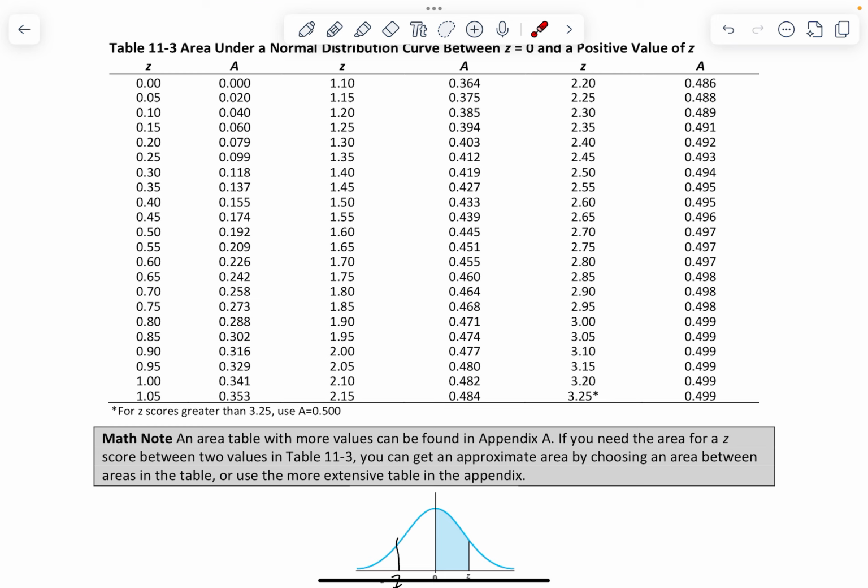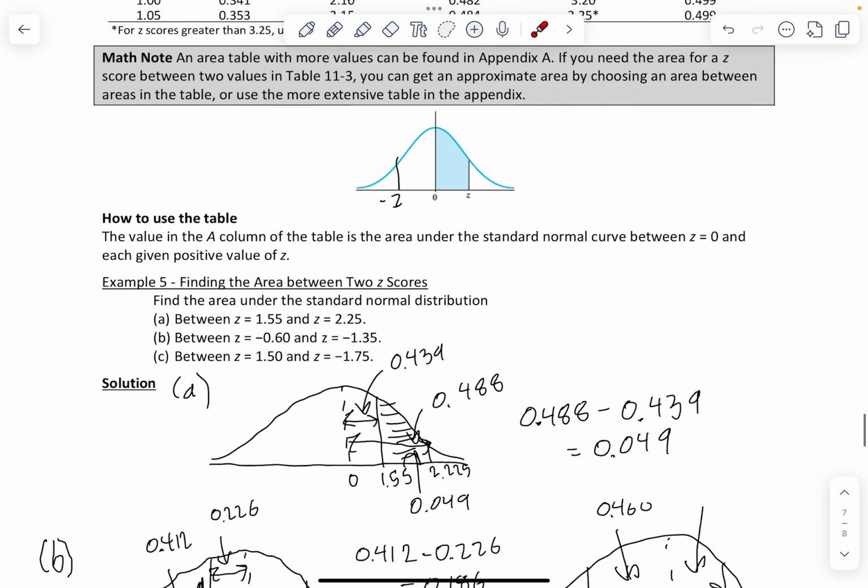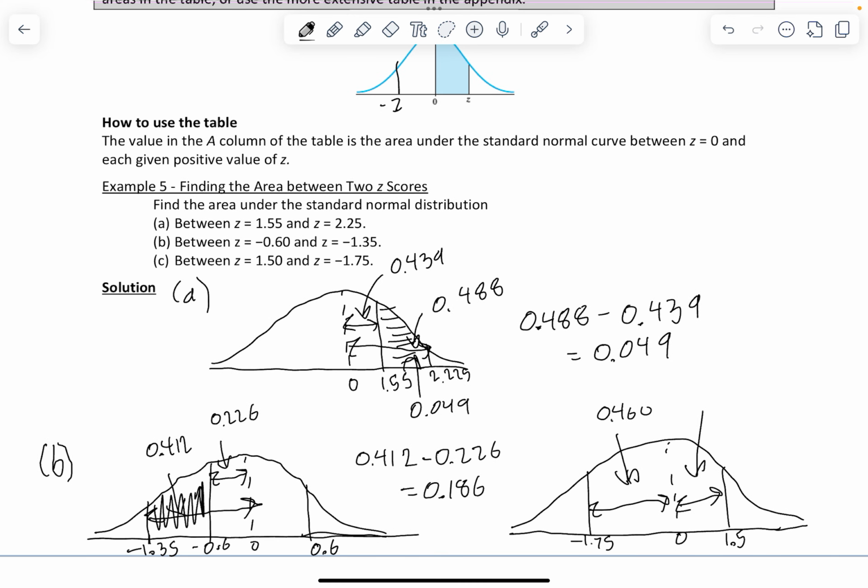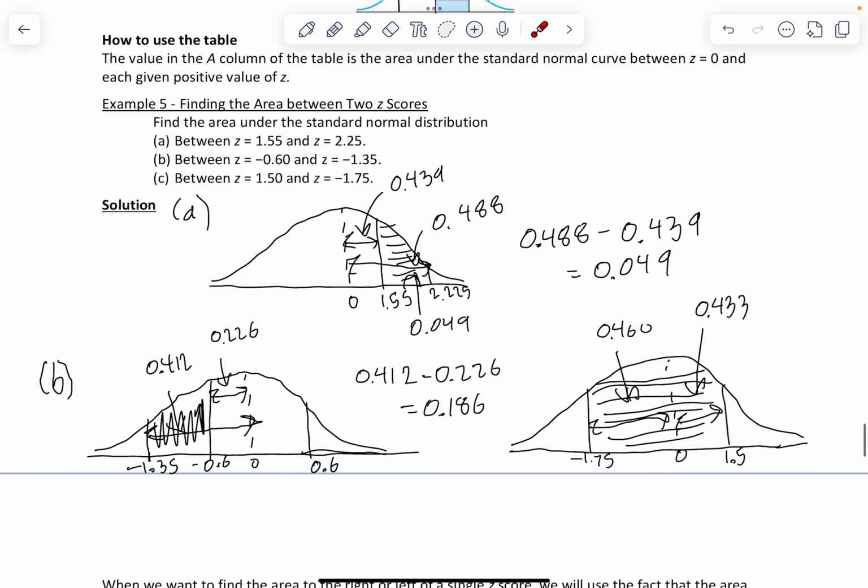1.5, and the area there is 0.433. Okay, so this has an area of 0.433. The area I want is this total area, which is going to be the sum of these two areas. So 0.460 plus 0.433 equals 0.893. Okay, so the total shaded area there is 0.893.